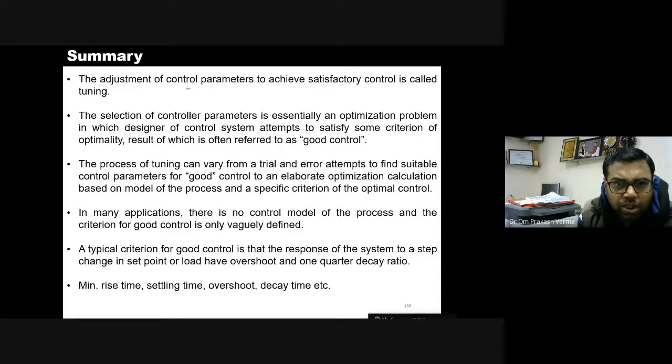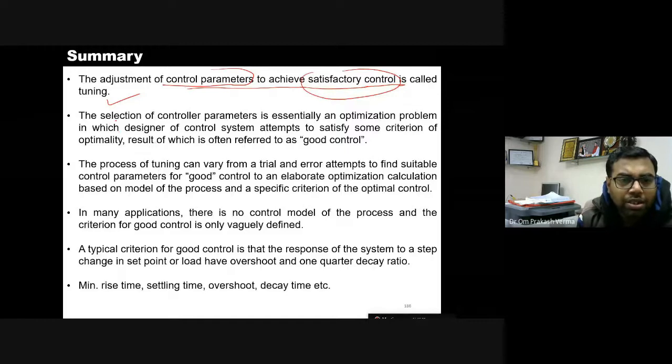The adjustment of control parameters to achieve satisfactory control is called tuning. For the tuning, the adjustment of control parameters. The control parameters means Kp, tau i, and tau d to achieve the satisfactory control. So we have already understood what is the meaning of satisfactory control. The selection of control parameters is essentially an optimization problem. Try to understand, whatever value you find out for Ki, Kd, or you can say the Kc or the Kp, both are the same thing, Kp or Kc.